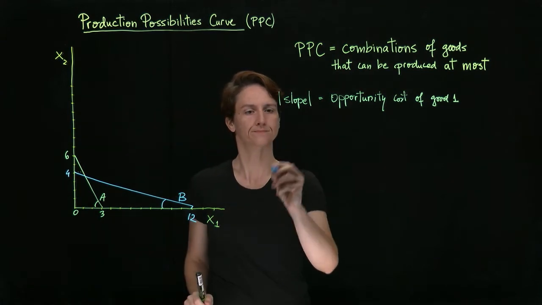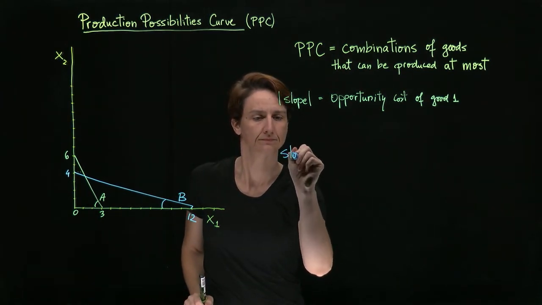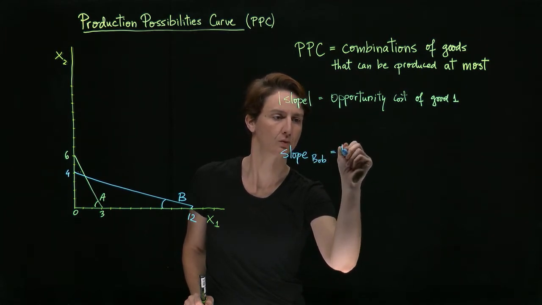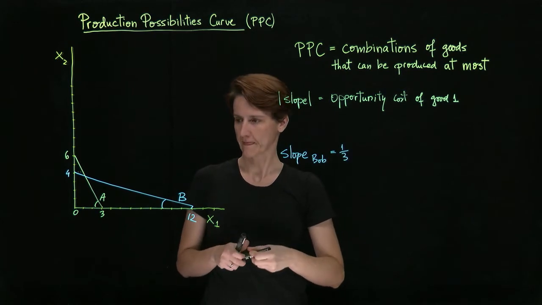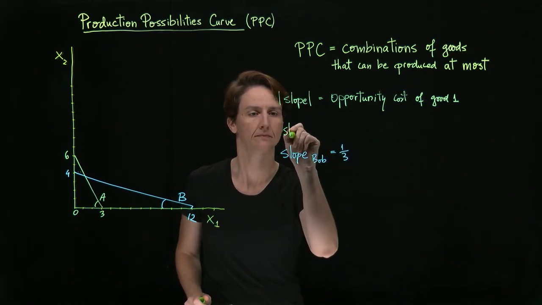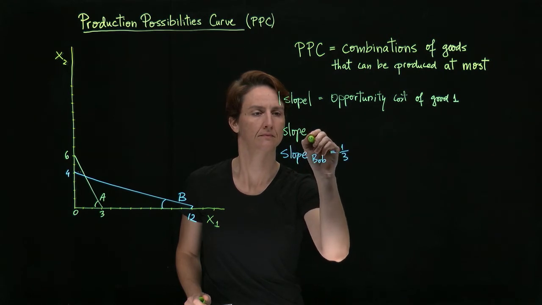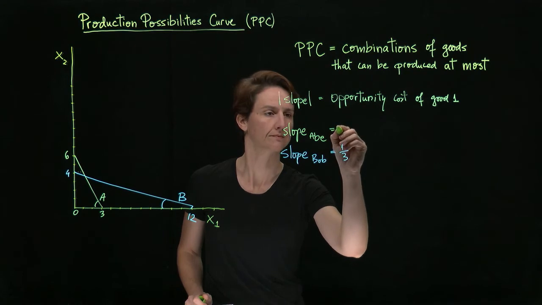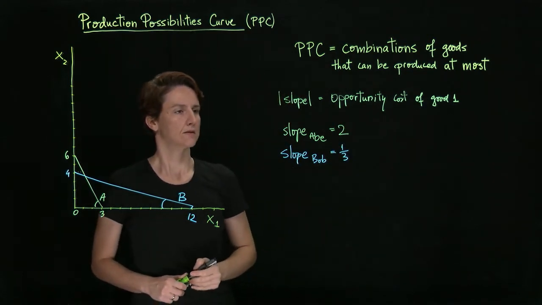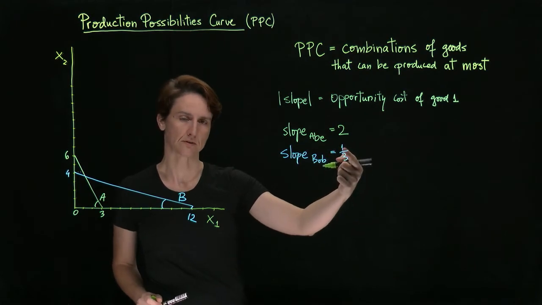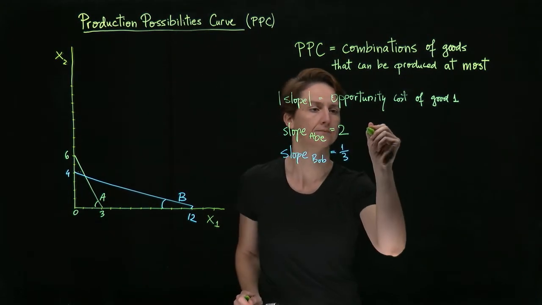So the slope for Bob is 1/3, and the slope for Abe was 2. Okay, then these are also the opportunity cost for each of them of producing good 1.